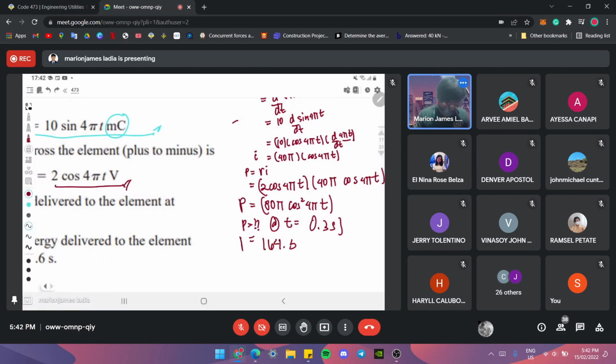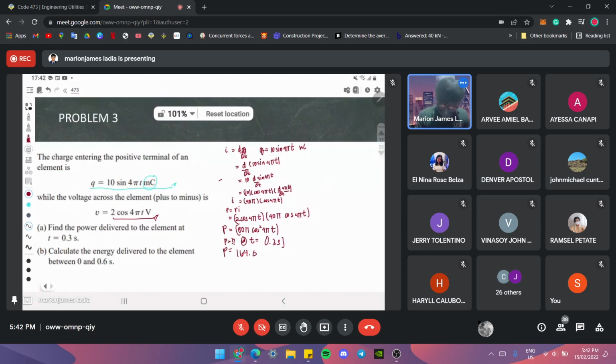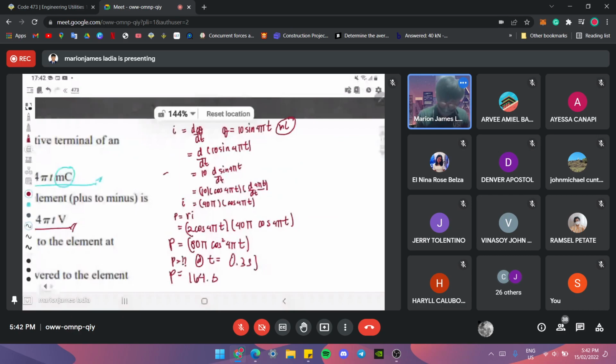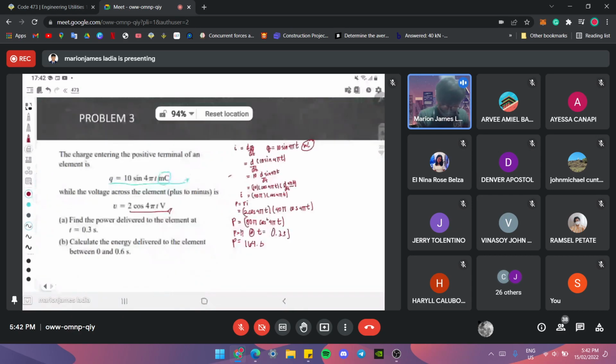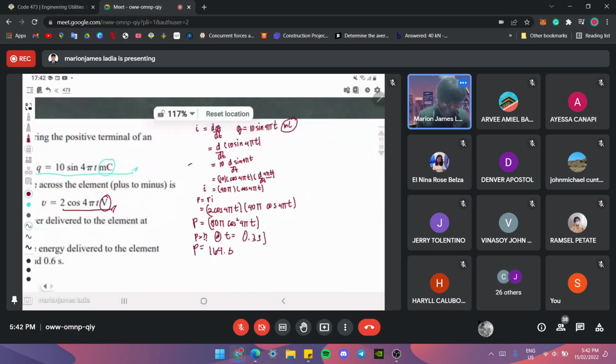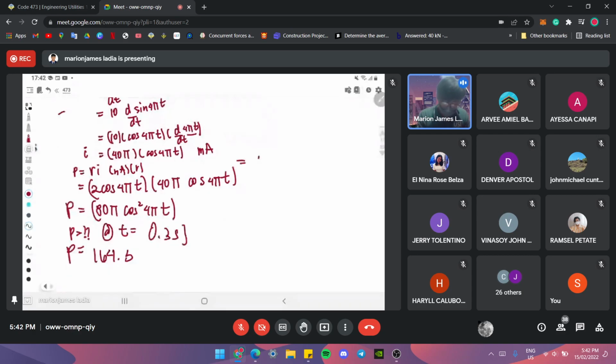Okay, but watts hindi. This is my power. Mapapansin mo, naka-millicoulomb ka, and then naka-volts tayo. So from here, I is naka-milliampere ka. So therefore, milliampere multiplied by voltage, naka-milliwatt ka. Okay?